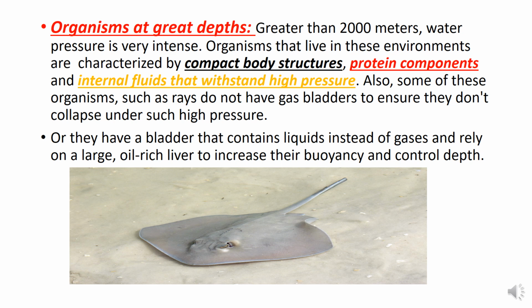So again, the organisms living at depths greater than 2000 meters, where the pressure is very high, what are they characterized by? Let's repeat. Number one, compact body structures. Number two, protein components. And number three, internal fluids that withstand the high pressure.